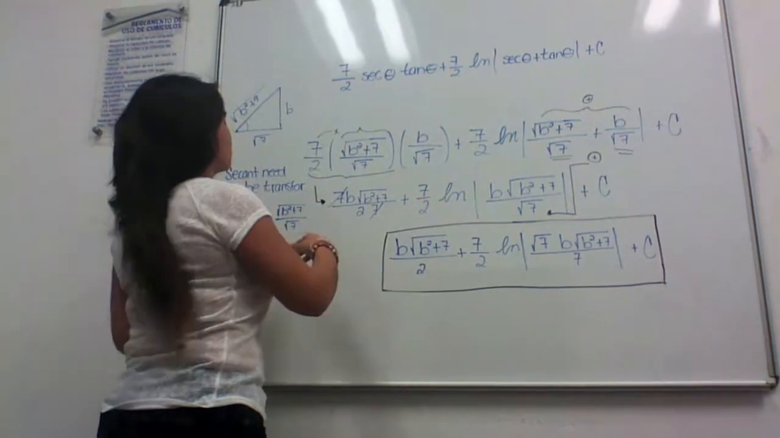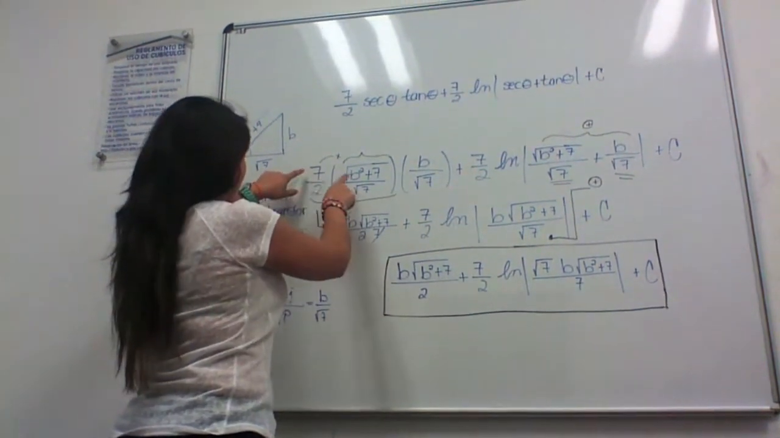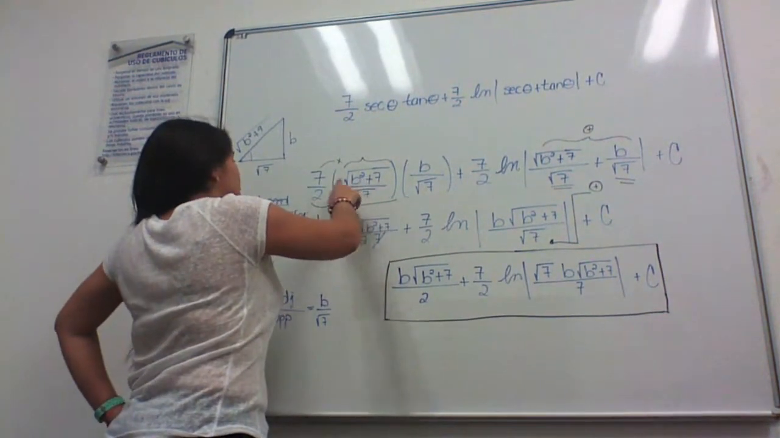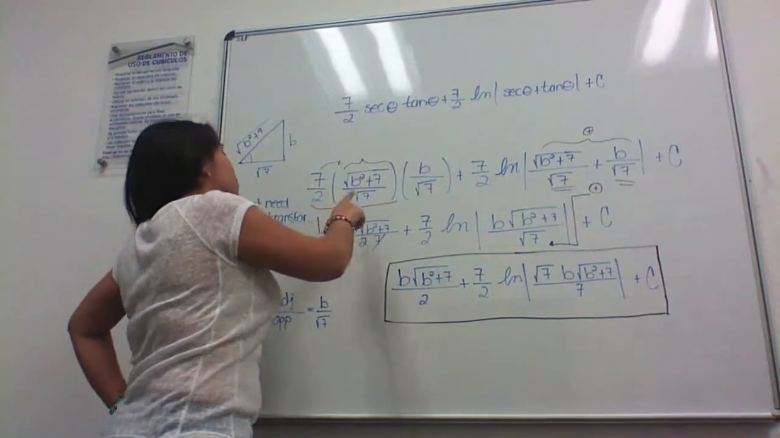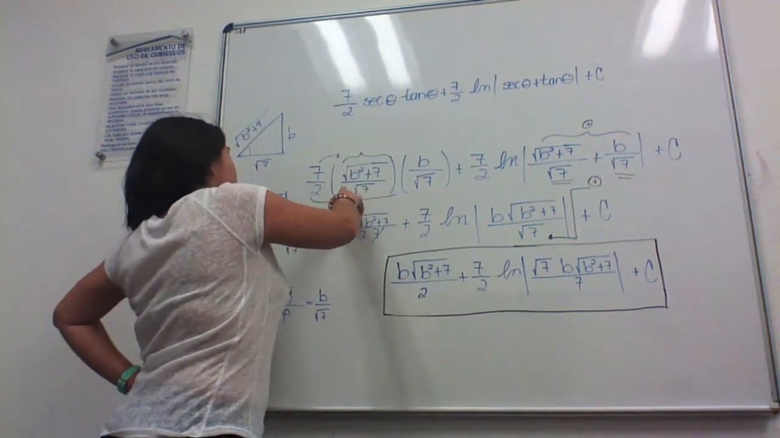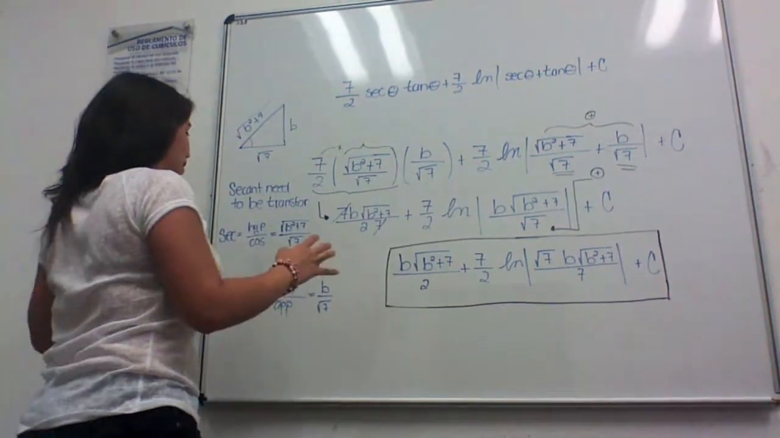Next, you only eliminate the 7, multiply b times 7 over 2 times square root of b squared plus 7 over square root of 7. Okay.